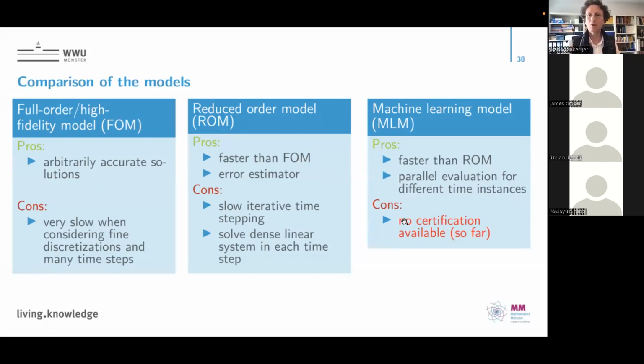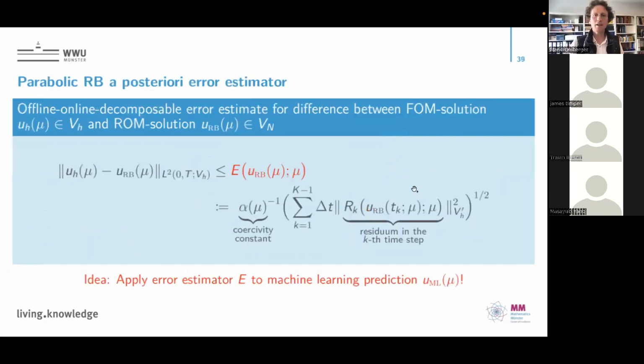And this goes away if we use this machine learning model instead, where you have this very fast evaluation for all time instances. But so far, this is not certified. And here is one of our major contributions, which is a very simple idea: as this machine learning model is just another way of computing the coefficients in the reduced spaces, then it's completely clear that we can use the certification and a posteriori error estimates from reduced space methods also for the machine learning model.